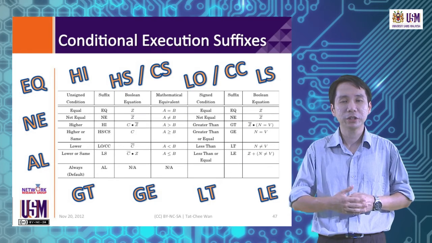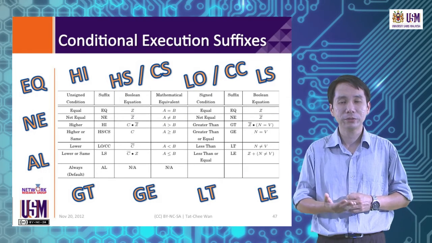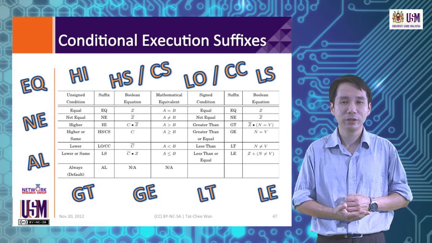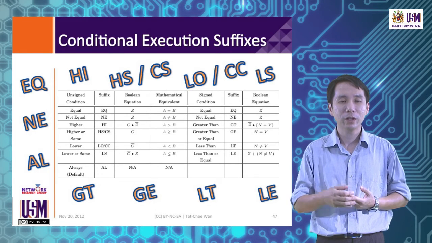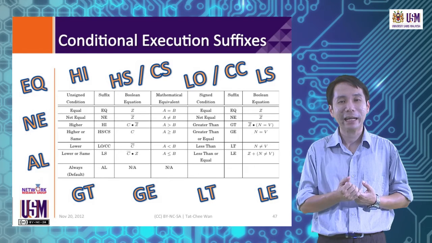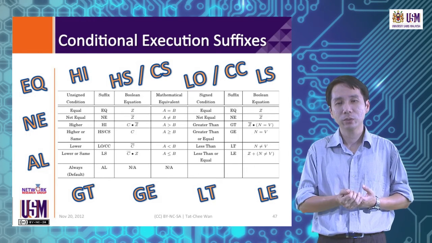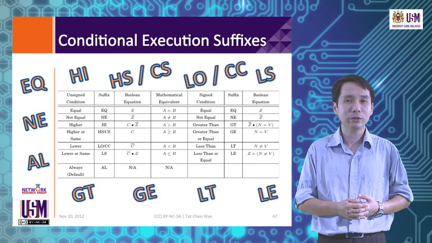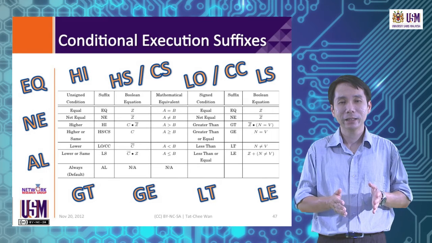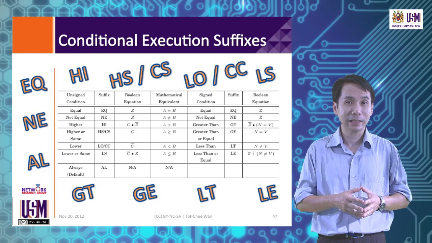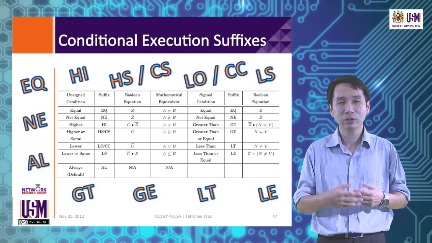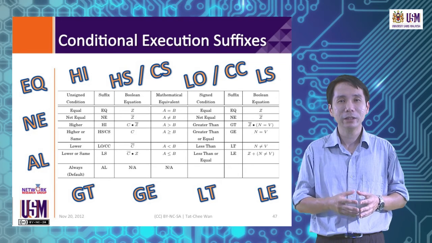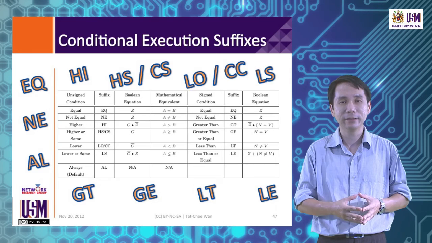Here again, we look at the conditional execution suffixes that are used for performing conditional execution as well as branch operations. Here we have the equal and not equal conditions. We have the higher or higher and same, or else the lower and lower and same, as well as the greater than or equal, lower than and lower or equal conditions. Now bear in mind that one group of conditions is used for signed comparisons. The other group is used for unsigned comparisons. You must use the correct comparison for the given input values, whether signed or unsigned.